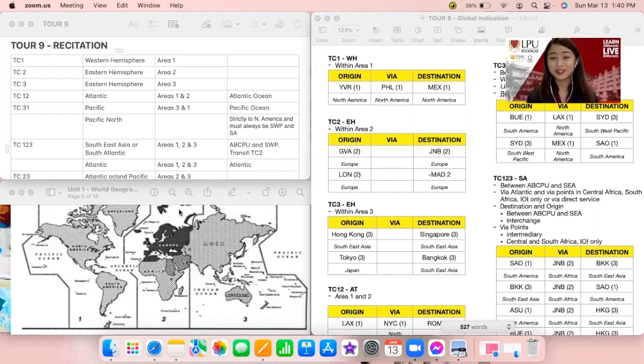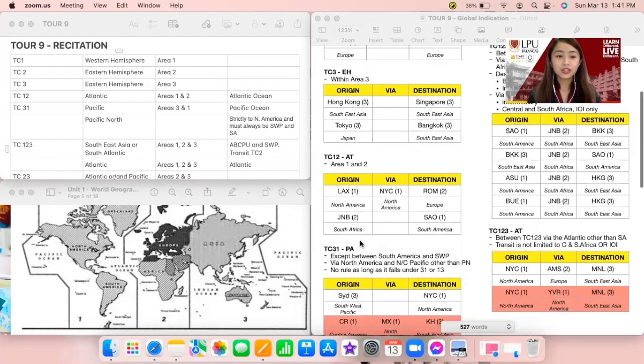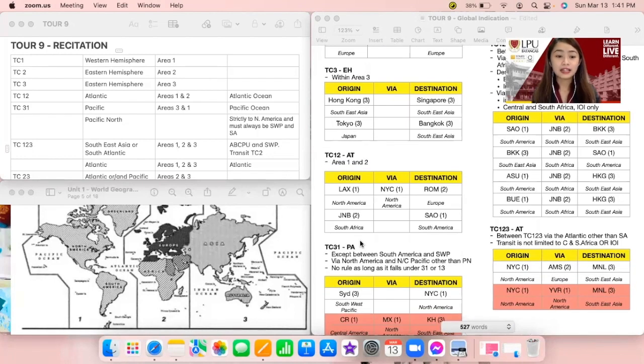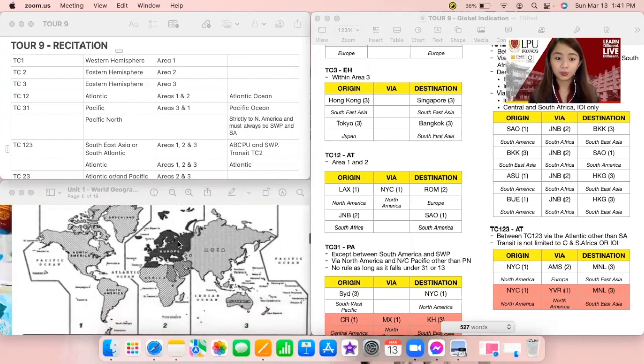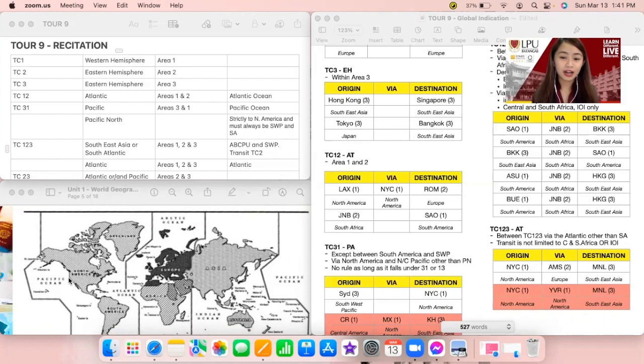Okay, now we're going to one of the challenging traffic conferences and global indicators. We have here TC1 and 2 or 2 and 1, vice versa, it can interchange. Here we have the global indicator Atlantic. Its transit point is the Atlantic Ocean. So for Areas 1 and 2, North America and Europe, it passes through the Atlantic Ocean. Then South Africa and South America, it still passes through the Atlantic Ocean.